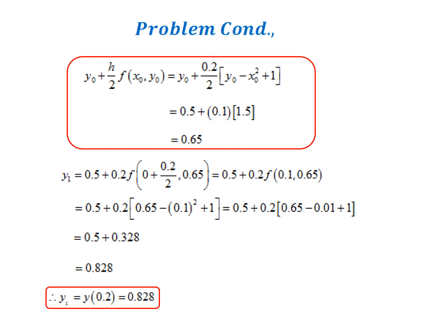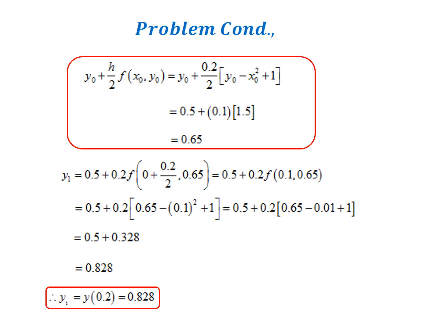Now y1 is equal to 0.5 plus 0.2 times f of x naught, which is 0, plus h by 2, comma this second term, the whole term value 0.65. Separately we found that. Now 0.2 by 2 is 0.1, so 0.1 comma 0.65. Again we need to calculate this function value by using the given f of x comma y. F of x comma y is y minus x square plus 1. In place of x we replace 0.1 and in place of y we replace 0.65. So we will get the structure after replacing in the given f of x comma y.